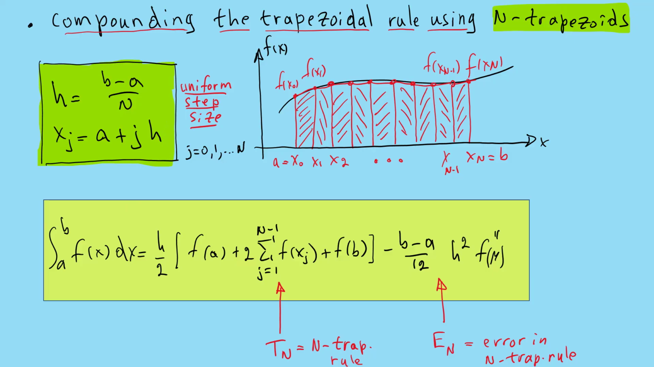calculated 2 times. For example, if you are trying to find the answer of these 2 trapezoids, as you can see, x1 is common for this trapezoid and the next trapezoid. For this reason, we have 2 times all the points between a and b. This is the equation for the compound trapezoidal rule.